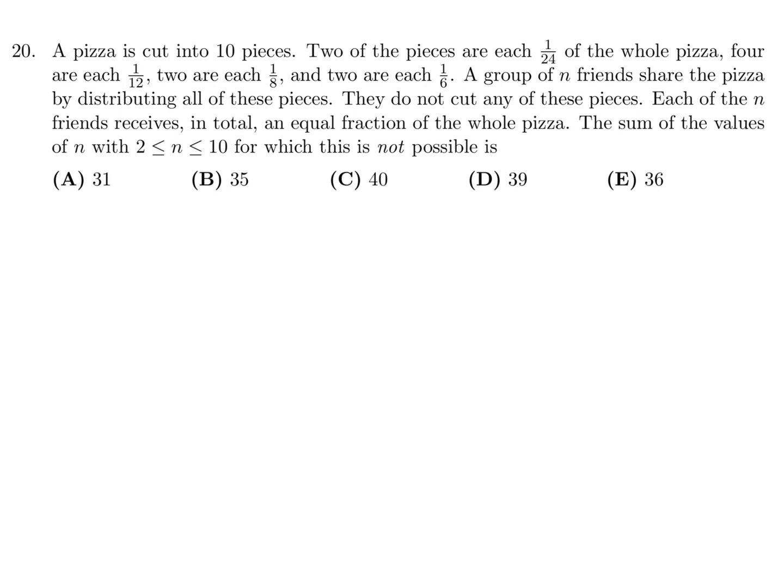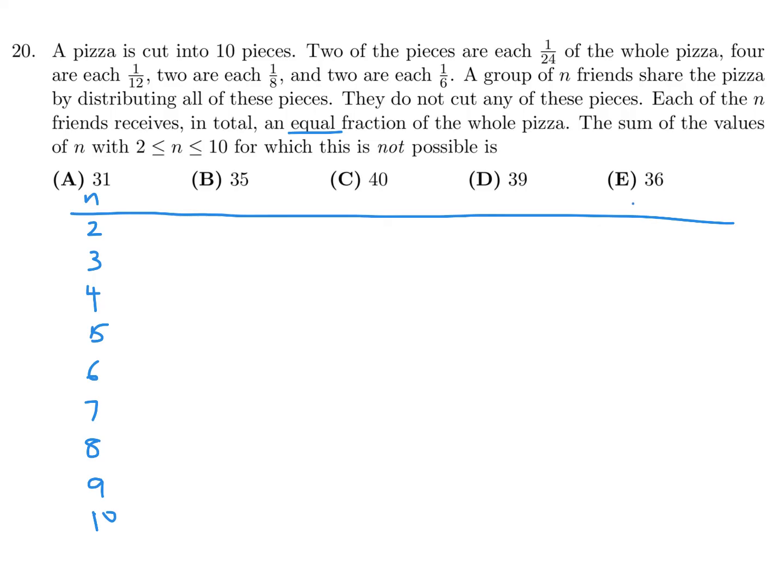The sum of the values of n between 2 and 10 inclusive, for which this is not possible, is, okay, well, let's see. When n is 2, 3, 4, 5, 6, 7, 8, 9, 10. Okay, so this is one of those time-consuming, laborious questions.